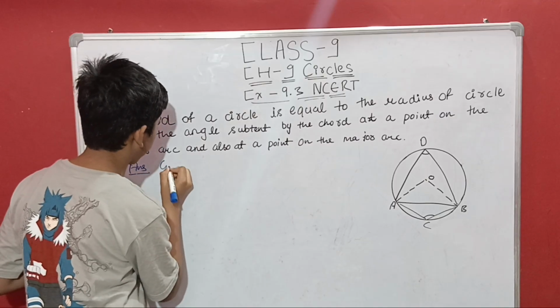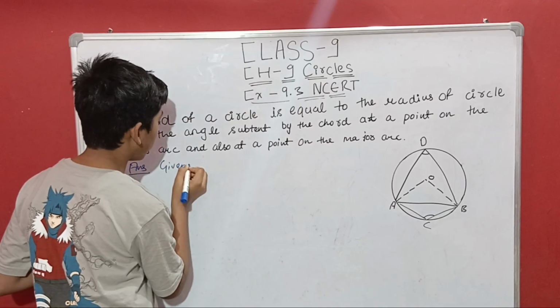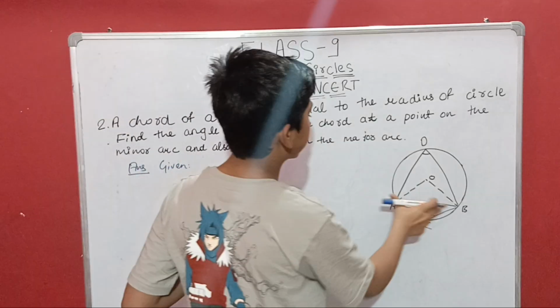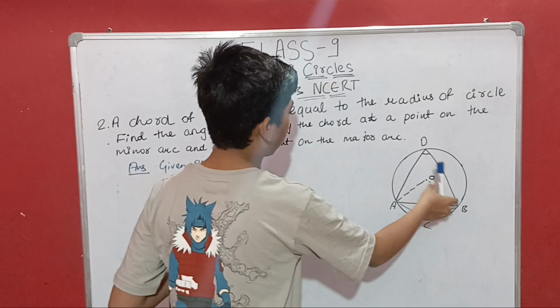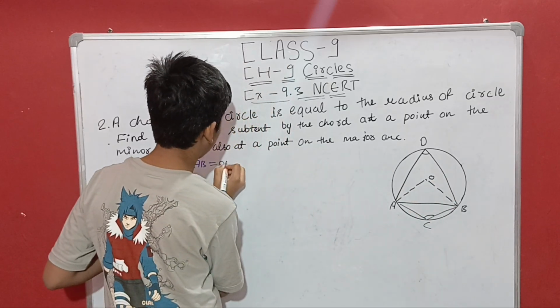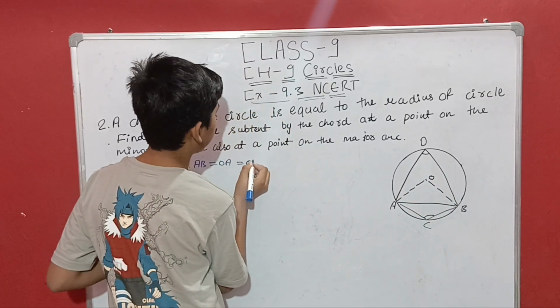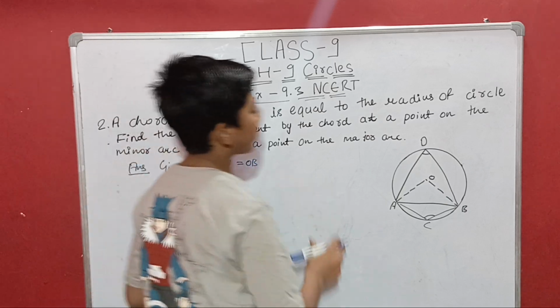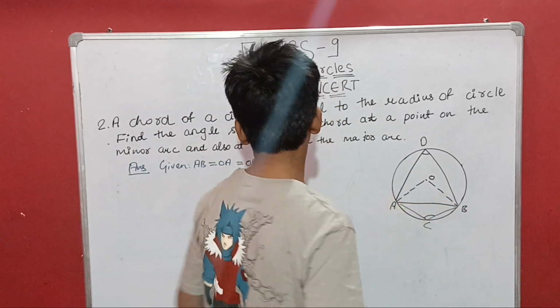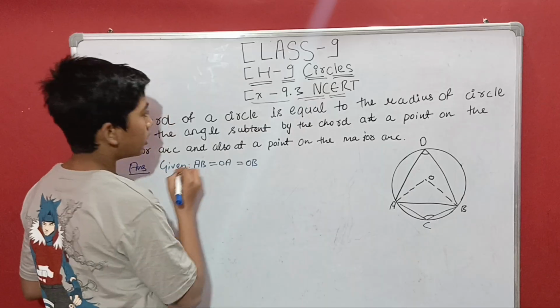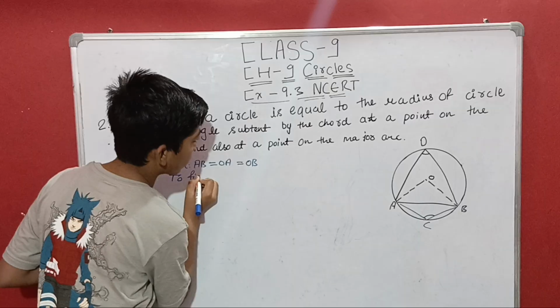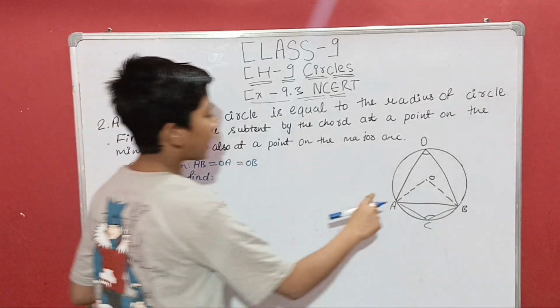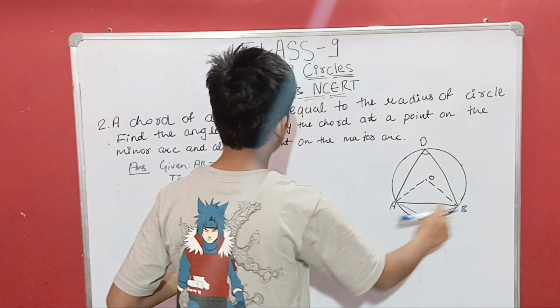We have given that chord is equal to radius, means that AB is equal to OA is equal to OB. Why are all these equal? Because OA and OB are radii and AB is equal to the radius of the circle. So what we have to find? We have to find angle ADB and angle ACB.